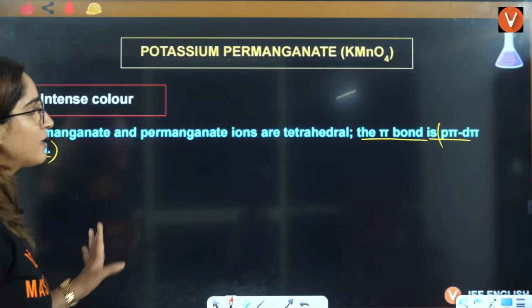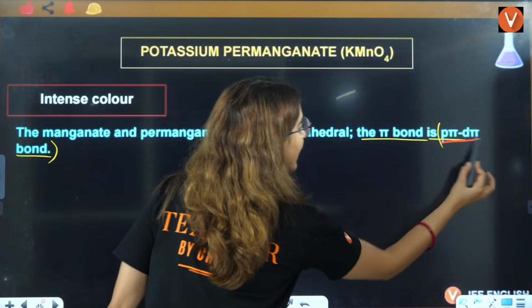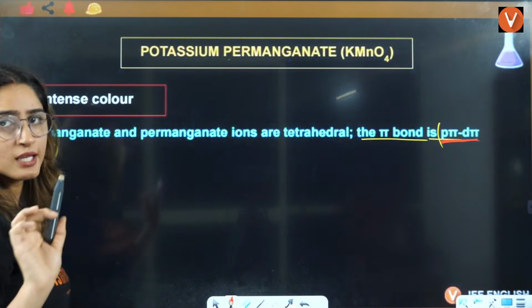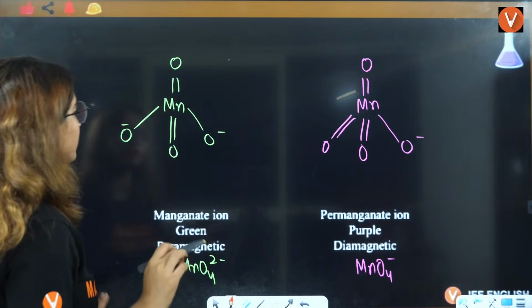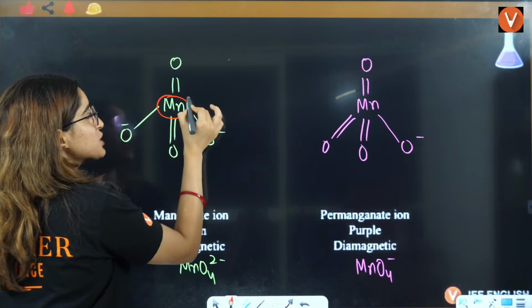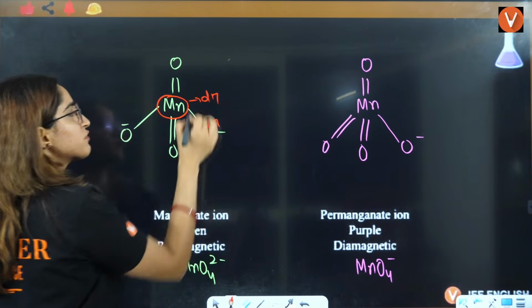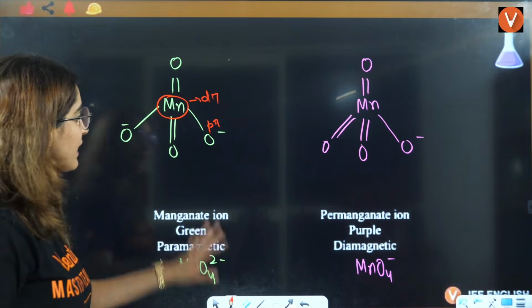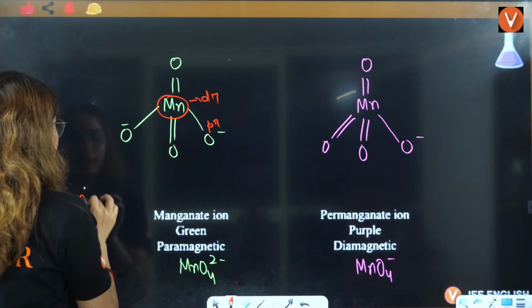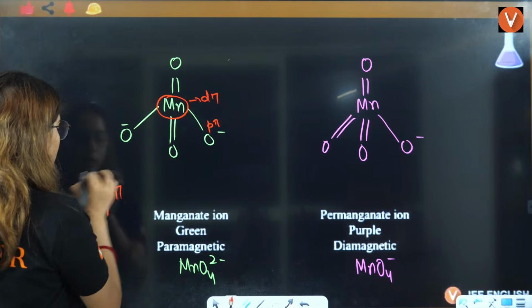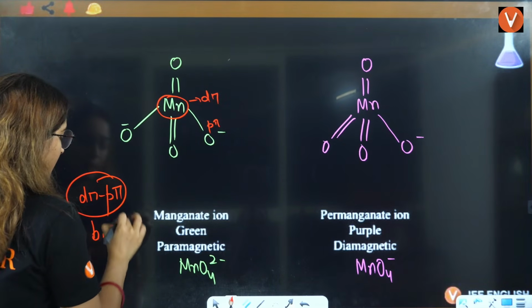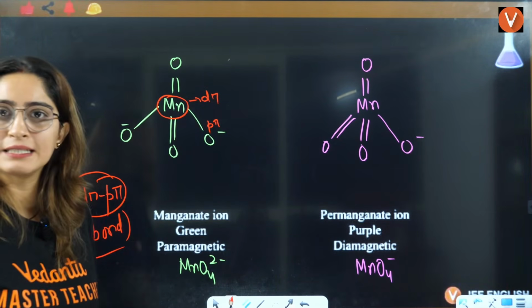Now here we are saying that they have p pi d pi bond. How do they have p pi d pi bond? Because of this manganese it will be d pi, because of this oxygen it will be p pi, so it will be a d pi p pi bond, right? That is the reason it has d pi p pi bonding.